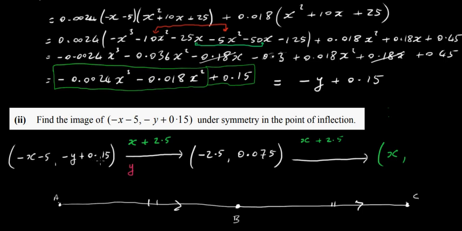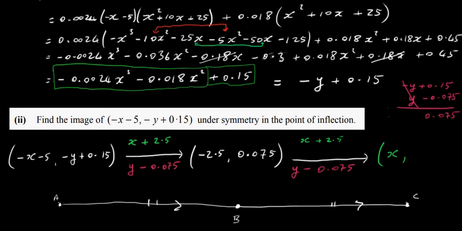How do I go from 0.15 to plus 0.075? Well, I would have to subtract 0.075. So what am I doing here? I started with minus y plus 0.15. I'm now going to add y minus 0.075 to it. Well, the y will disappear, and here I'll end up with 0.075, which is exactly what I wanted. Okay, so now do the same here. Add the same y minus 0.075 here.